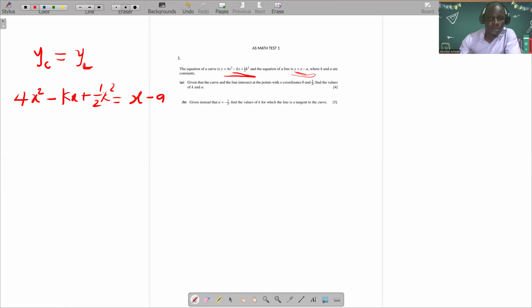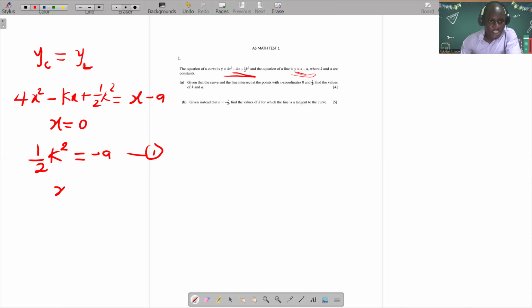But the question says that at the points of intersection, the x coordinates are 0 and 3/4. What does that mean? It means when our x coordinate is 0, we substitute 0 into this equation. The 4x squared becomes 0, and the kx becomes 0 because 0 multiplied by k is 0, and the x here becomes 0. So we are left with half k squared equals minus a. Let's keep this as equation 1.